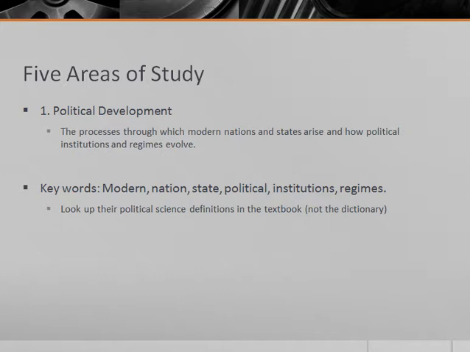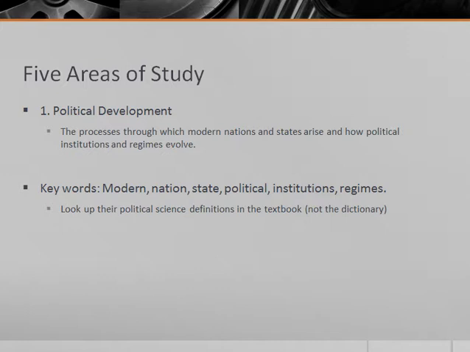And the key words in the field of political development include things like, what does it mean to be modern? What counts as a nation? What counts as a state? What counts as a political institution? What counts as a regime?